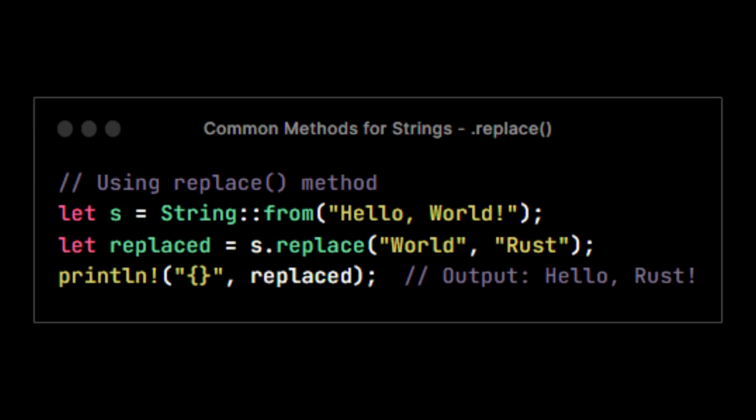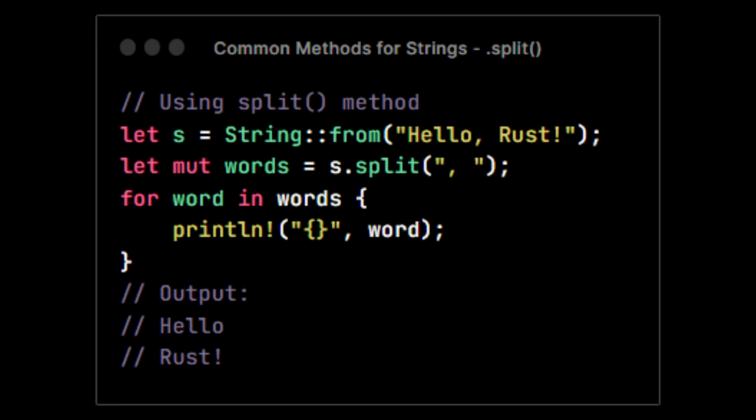Common methods for strings: replace. The replace method replaces all occurrences of a substring within a string with another substring. Common methods for strings: split. The split method splits a string into an iterator of substrings based on a delimiter.